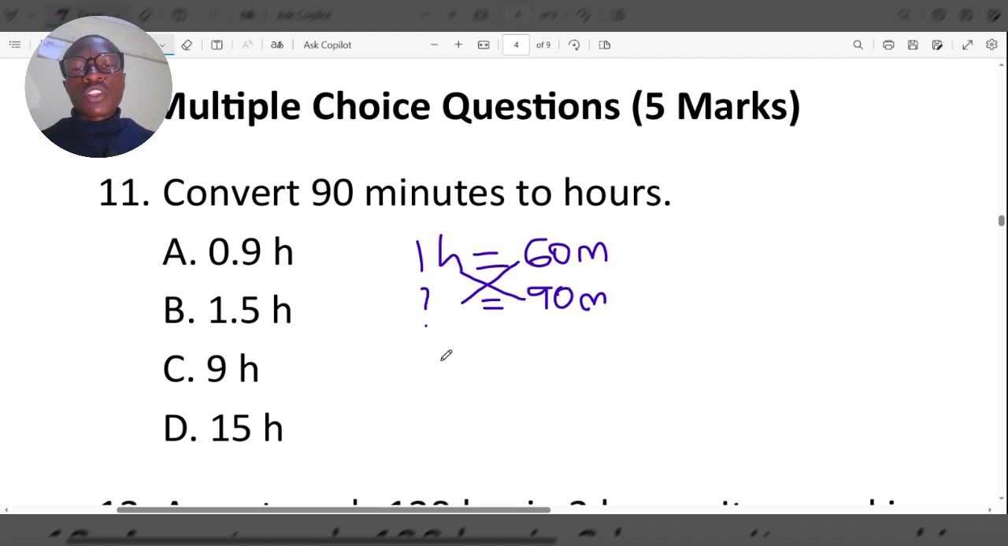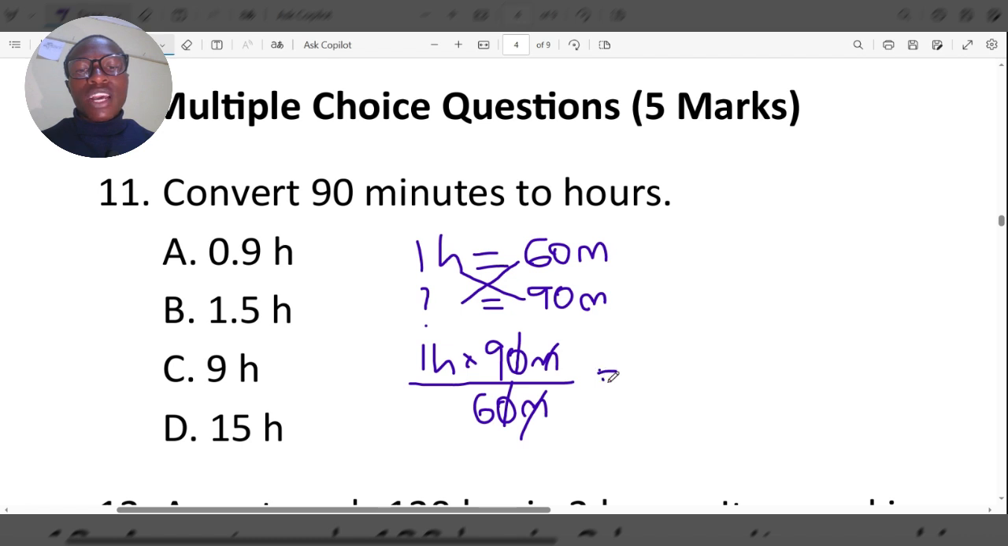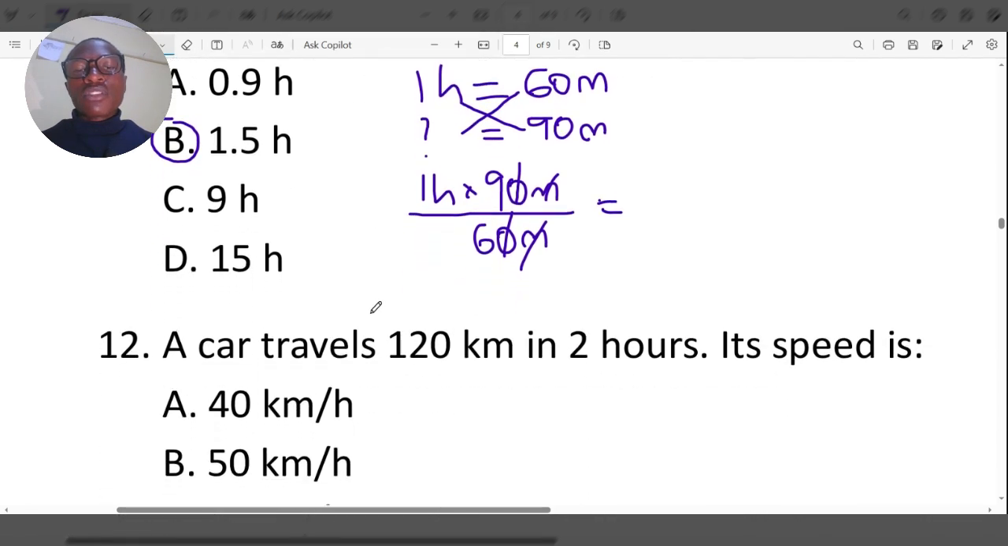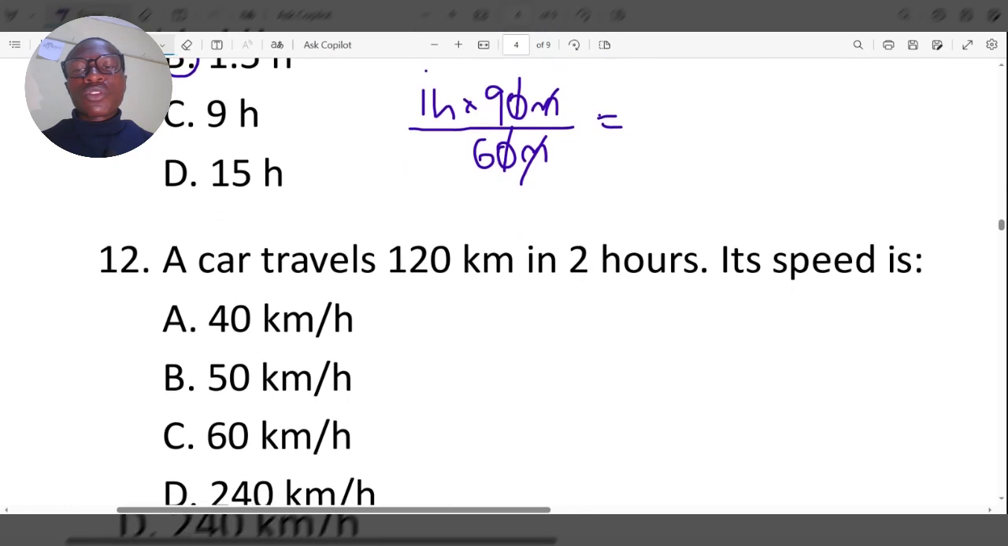So you need to multiply 1 hour by 90 minutes, and then you divide all by 60 minutes. You can see already minutes will cancel with minutes, and then you can cancel 0 with 0, and what you remain with is 9 divided by 6, you get 1.5, and you find that the correct answer is B. Very good. So we can move on to question number 12.